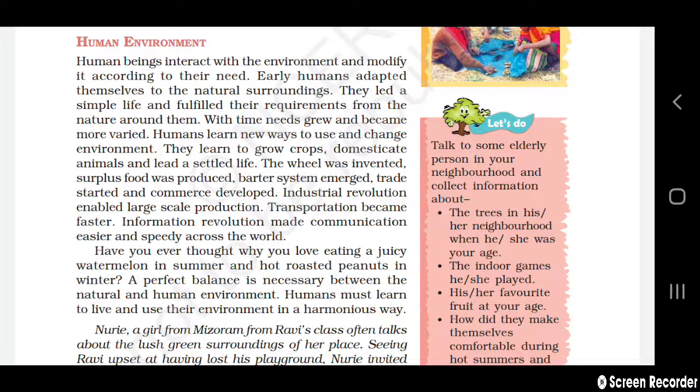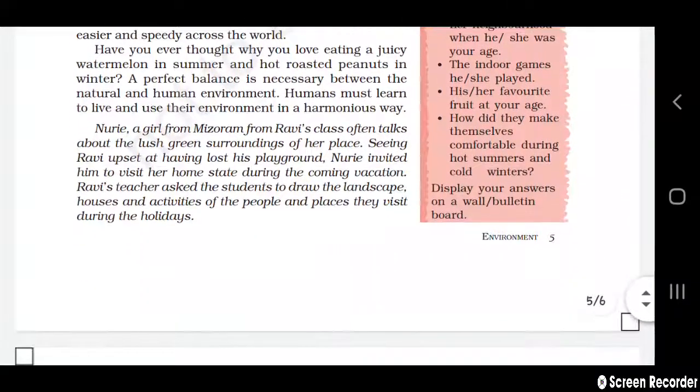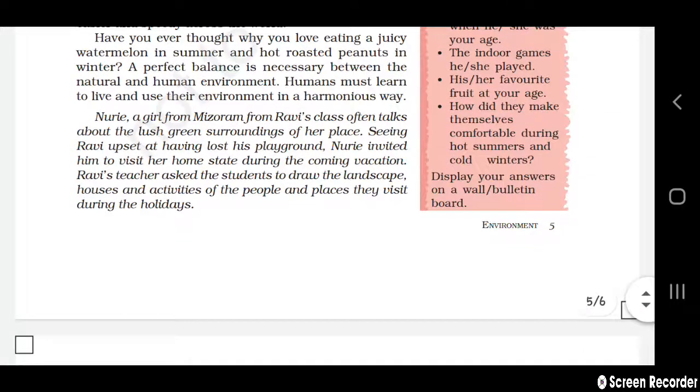Industrial revolution: large scale production started and transportation became faster. Information revolution: communication became easy and speedy across the world.